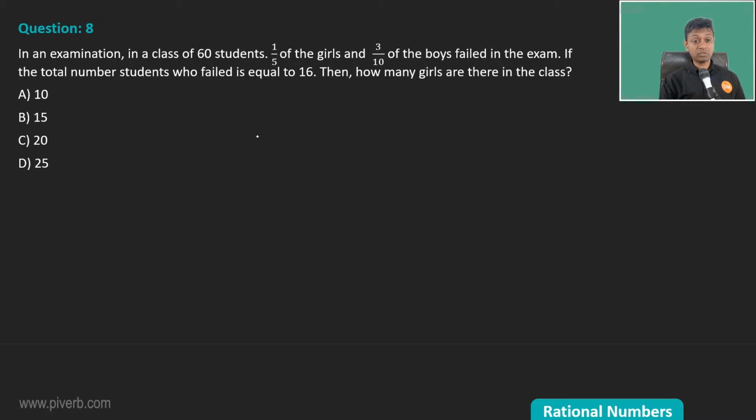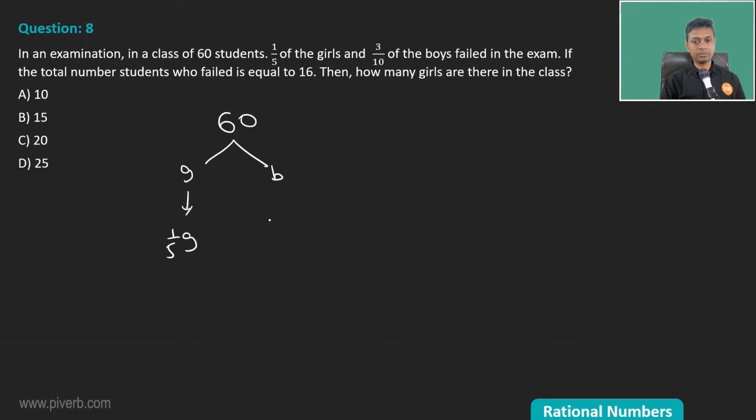In an examination, in a class of 60 students, 1/5 of the girls and 3/10 of the boys failed. The total number of students who failed is equal to 16. How many girls are there in the class? Some number of girls, some number of boys.